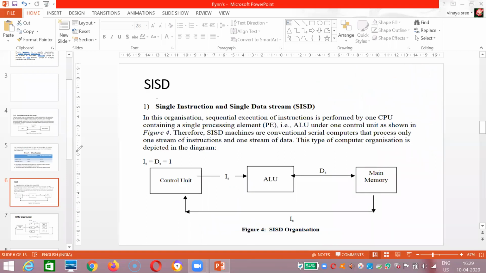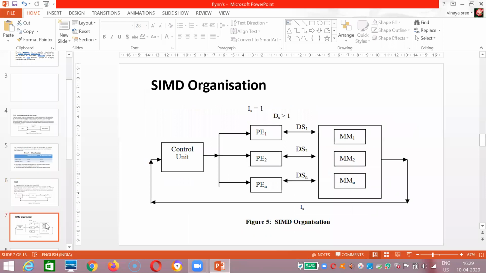We'll go to the second one. This is single instruction, multiple data. The instruction will be single but with multiple data. So in single instruction, multiple data, the instruction is not given to the CU multiple times; why is the ALU replicated multiple times? Why?